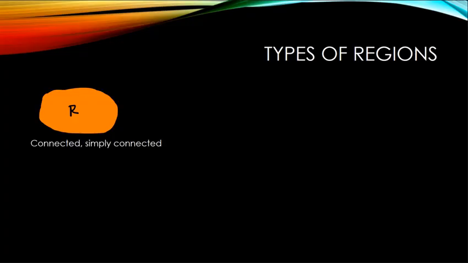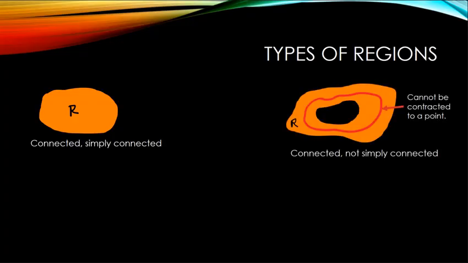The types of regions could be a connected region that is simply connected. This is a solid region bound by a simple closed curve. I could have connected, not simply connected. This is a region bound by a curve that might have a hole in the middle of it, where a closed curve within my region cannot be contracted down to a single point because of the gap in the middle of my region.